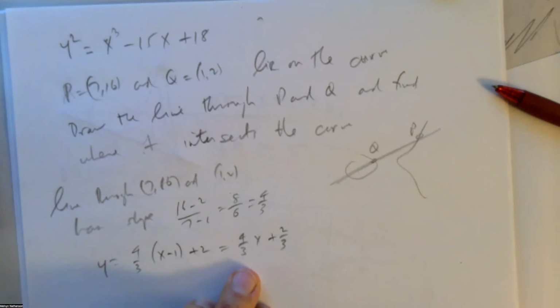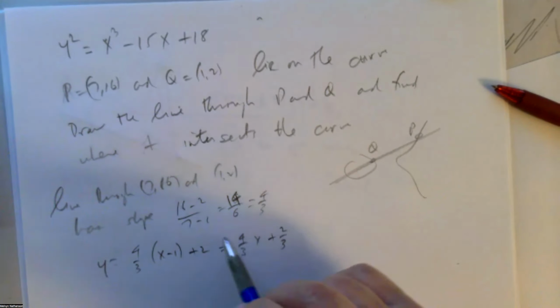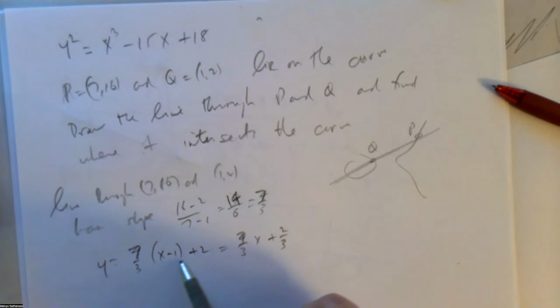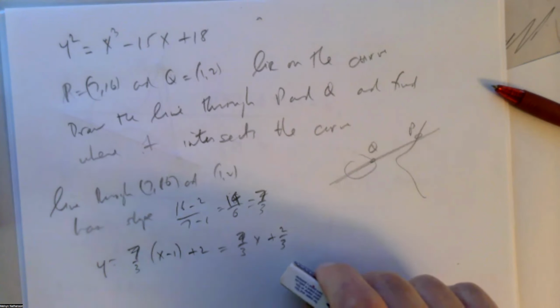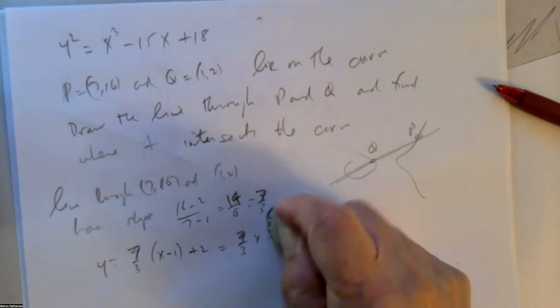When x is 1, this is 2. When x is 7, this is not right. Let me redo it: 16 minus 2 is 14 over 6. That's 7 over 3. So this is 7 over 3. That line has slope 14 over 6, or 7 over 3. So 7 over 3 x minus 1 plus 2 is 7 minus 7/3 plus 2, which is minus 1/3.